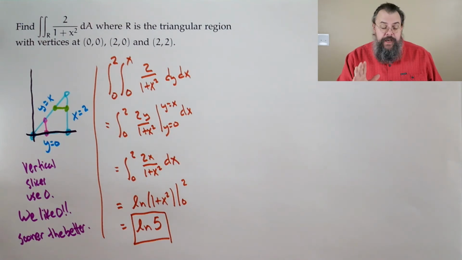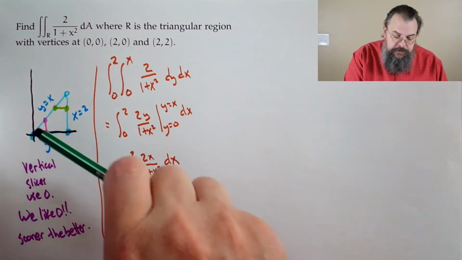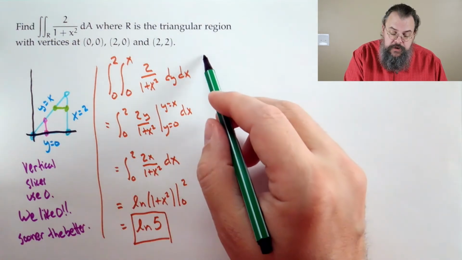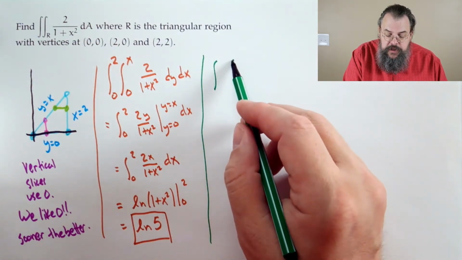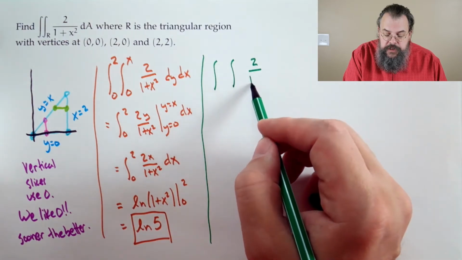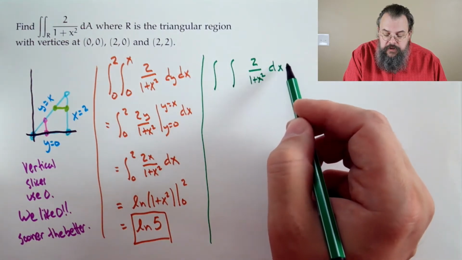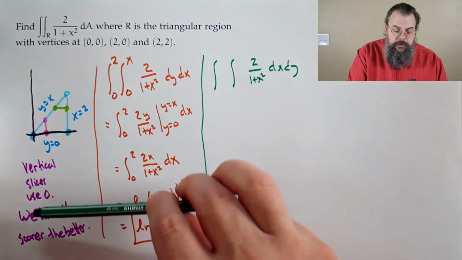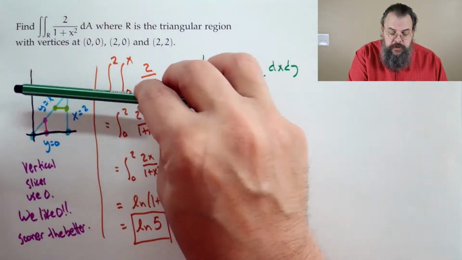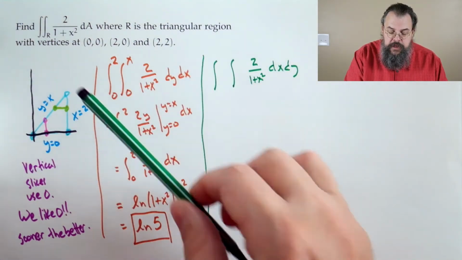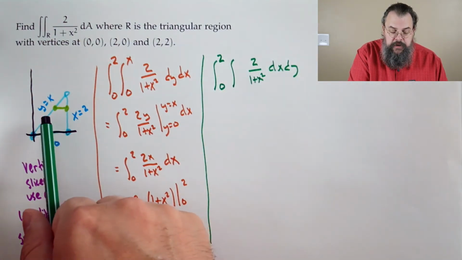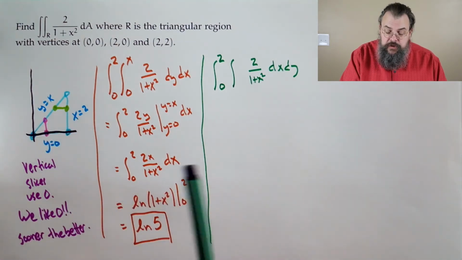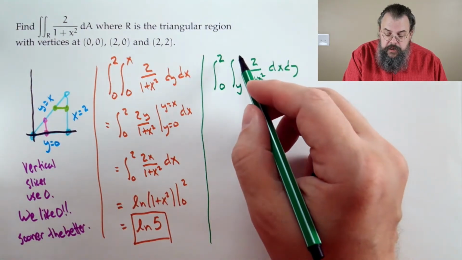Now, that is if we had gone and integrated things in the setup where we did our vertical slicing. If we had gone horizontal, okay, sure, we could have done that. Well, it'd be integral, same function, dx dy. Now, where does y go from? Well, lowest value of y to highest value of y, still 0 to 2. All right, that's not so bad. How about x? Well, it goes from x equals y to x equals 2. So it goes y to 2.